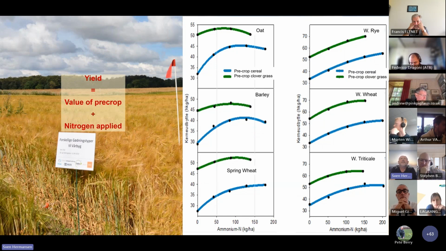So some of the organic farmers apply quite a lot of nutrients or nitrogen even after plowing the grass clover. That's a decision I would like to discuss in the next few slides.